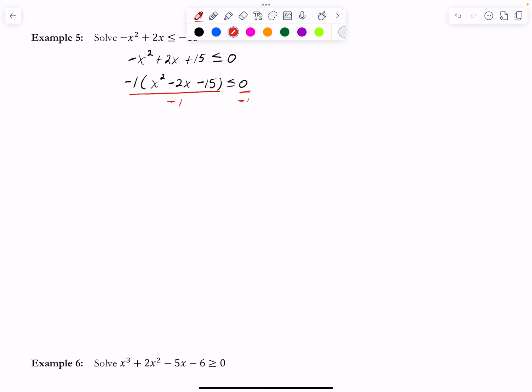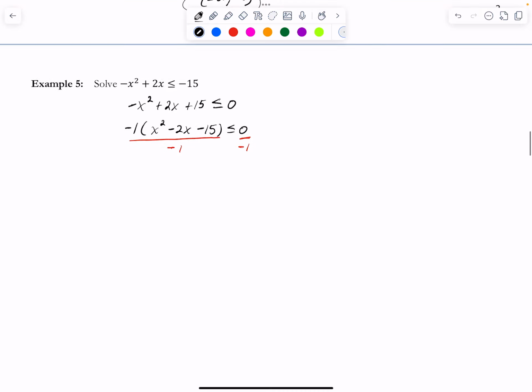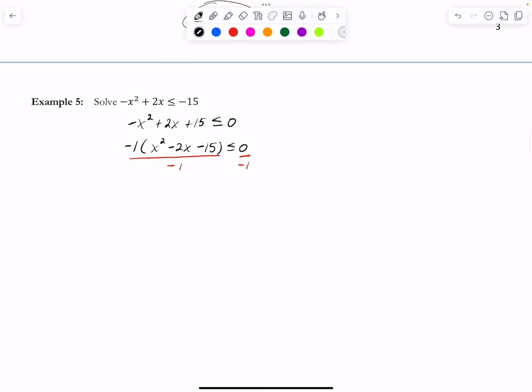When I divide both sides, hopefully you remember from middle school that we have to change the inequality symbol when we do this. So it's going to be greater than or equal to still 0, because 0 divided by -1 is still 0. All right, so I'm going to factor this now, looking for factors of -15 that add to -2. That's going to be x minus 5 and x plus 3.